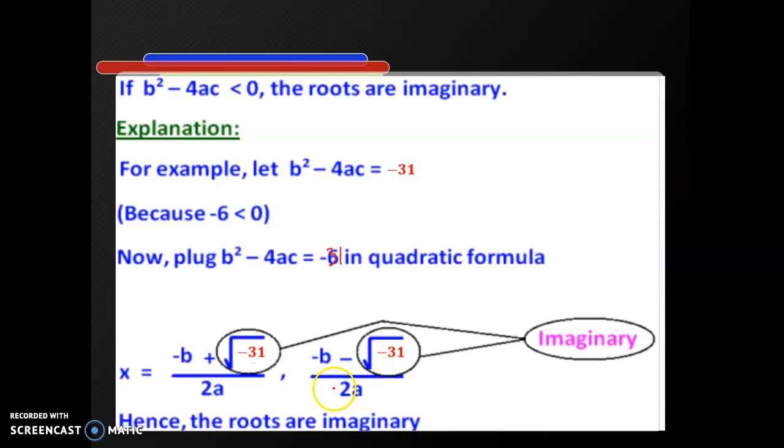Although you can write it in this form, if you compute that, if you graph that, it will never really touch the x-axis in the graph. Hence the roots are imaginary. The nature of the roots are imaginary, because you will end up in this form, negative b plus or minus square root of negative 31 all over 2a. If you try to compute the square root of negative 1, it will give you a math error.